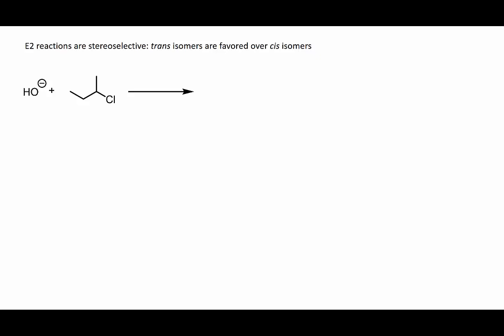In addition to being regioselective, elimination reactions are also stereoselective, which means they're going to favor the trans stereoisomer over the cis stereoisomer. Because it's more stable, there's less steric clash. So if we take a look at this example, first we want to illustrate the two beta hydrogens. There's a beta hydrogen here, which can be eliminated, and there's also one here. If we eliminate the beta hydrogen here, we will get one product. That would be this product here, which is only mono-substituted.